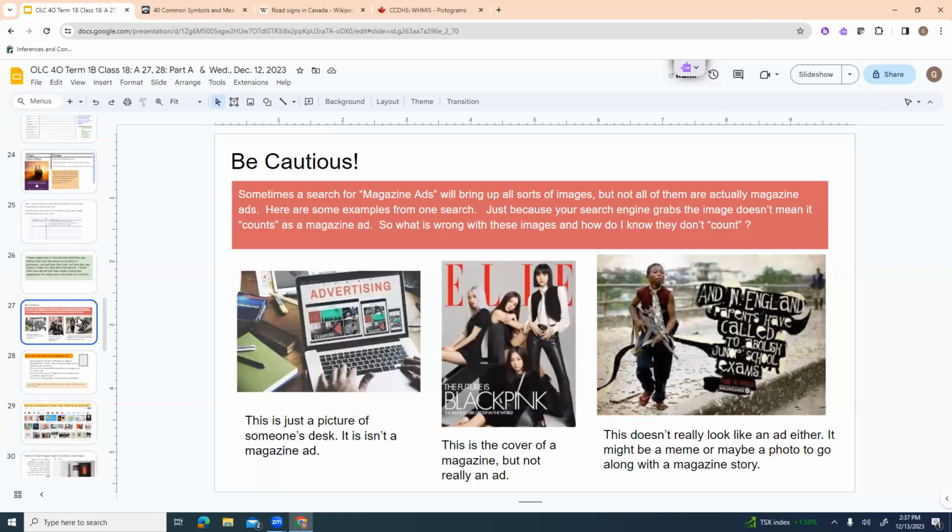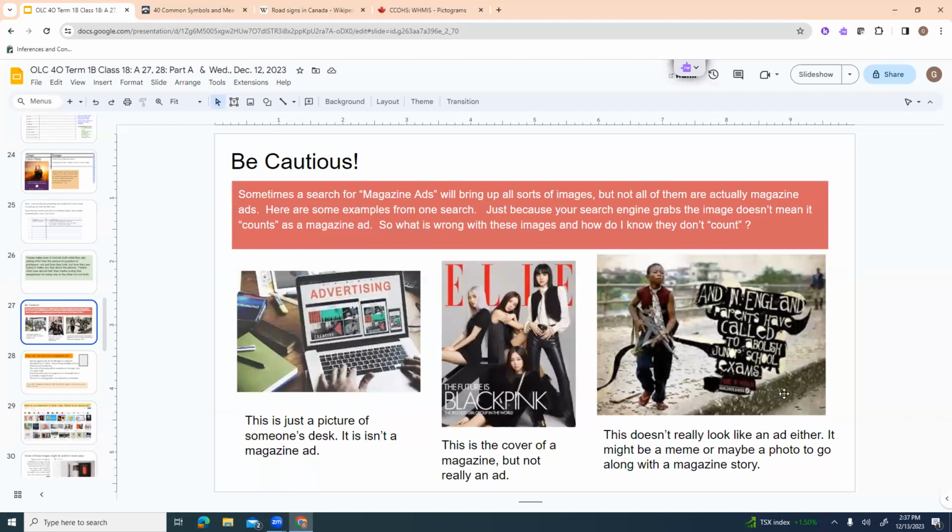So what is wrong with these pictures and how do I know they don't count as a magazine ad? Well, this, for example, is just a picture of someone's desk. It isn't a magazine ad. It does have the word advertising there, which is maybe why it got grabbed, but I couldn't use this to do the project. This is the cover of a magazine. It's not really an ad either. So I also couldn't use it because they're not selling anything other than the magazine there.